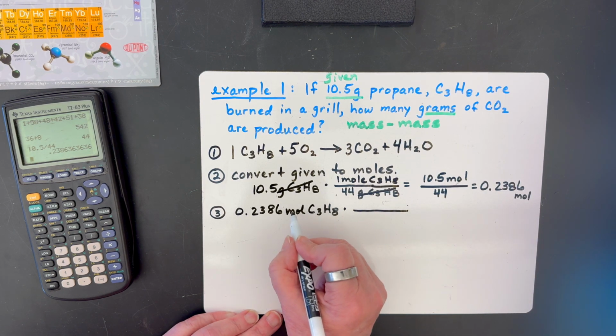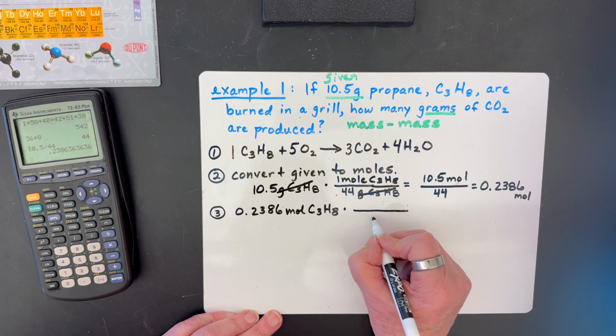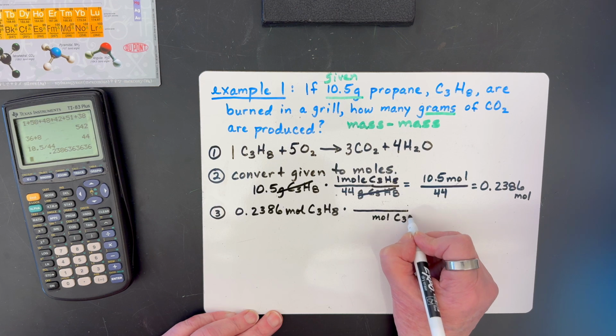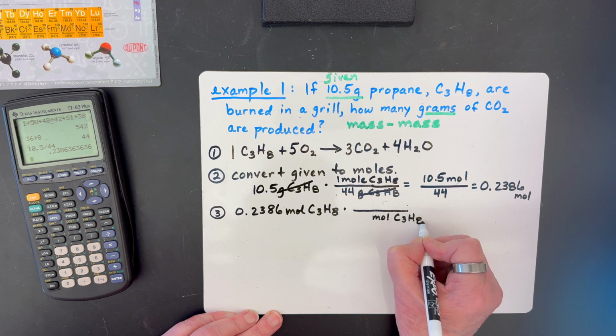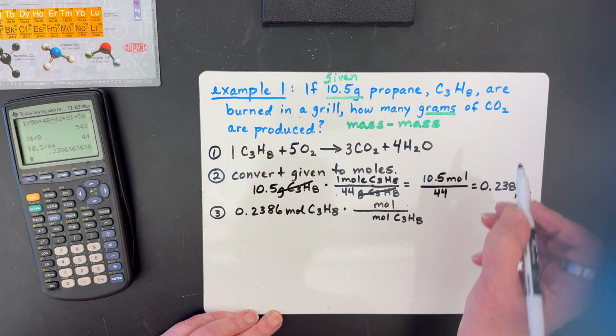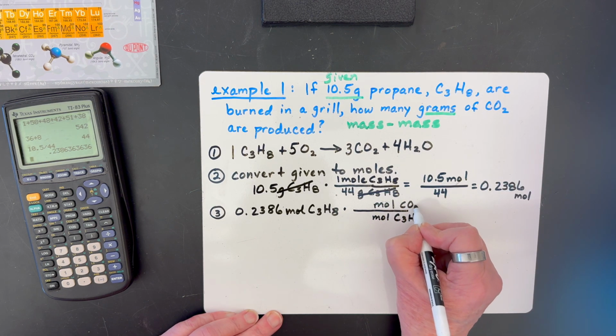So since this is on top, we want to cancel that. It's going to have to go on the bottom. Moles of propane on the bottom so that that unit will cancel. And moles of what we're trying to find on top, which is our CO2.